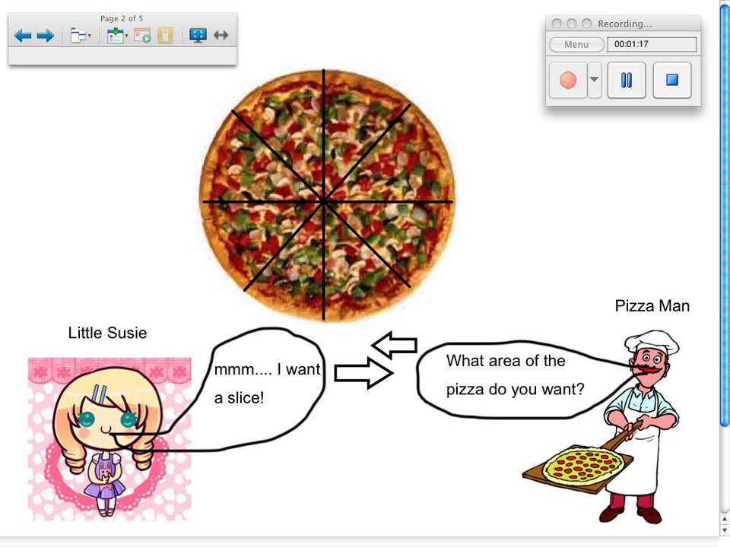See, what the pizza man is asking for is what percentage of the pizza does Susie want? He's asking, out of this whole pie, how much of it should she get as opposed to a slice? Because he needs to slice it himself. So, he said the word sector, and that's what I first want to present you with here.